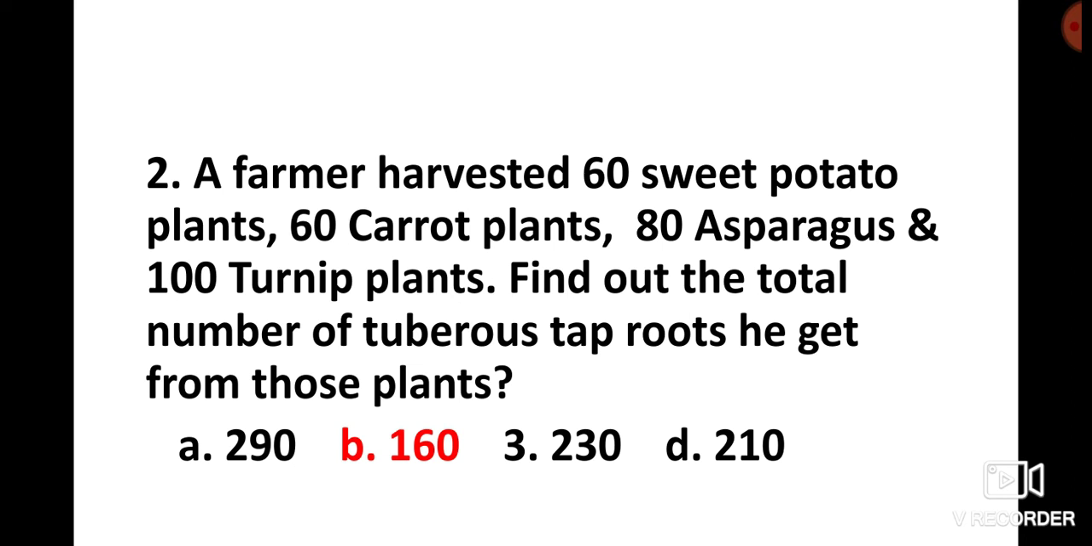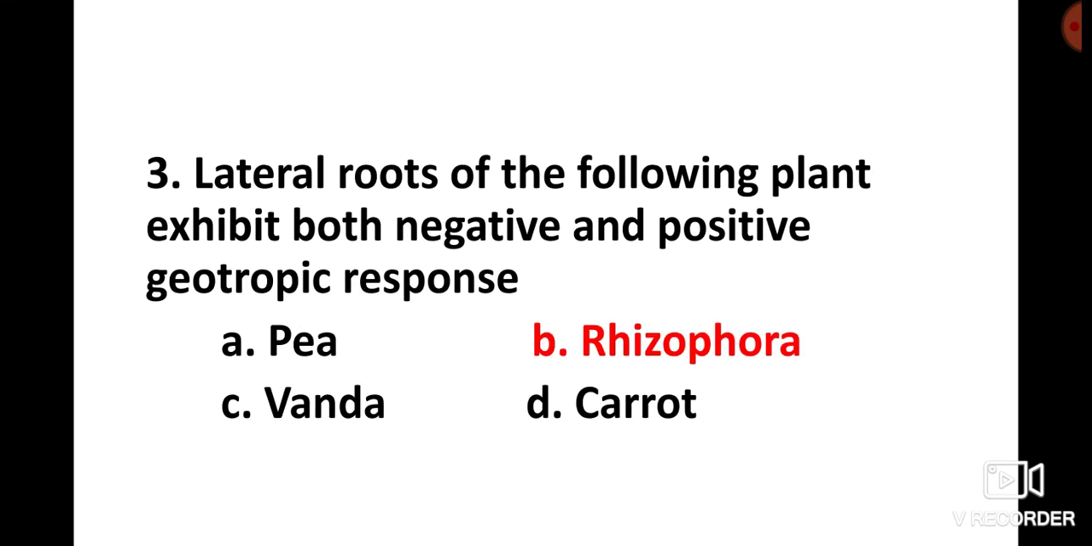In this, tuberous taproots are present in carrot and turnip. 60 carrot plants, 100 turnip plants. Totally 160 tuberous taproots he got.